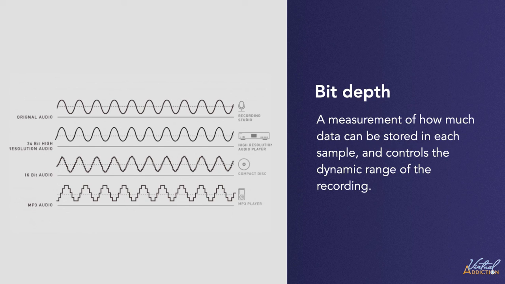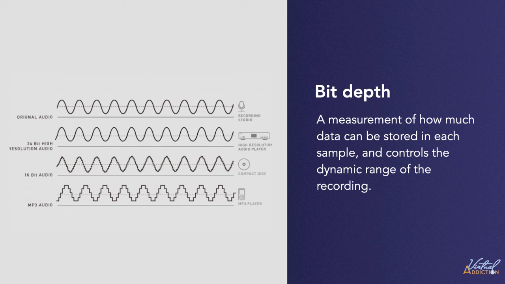Bit depth is a measurement of how much data can be stored in each sample. This controls the dynamic range of the recording. It determines the amount of possible amplitude values we can record for each sample. If your sample is set to record at 24-bit, then it can take snapshots of the incoming audio with more accuracy. It's similar to the idea of megapixels in your camera.